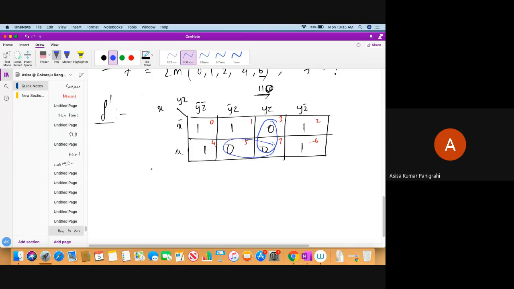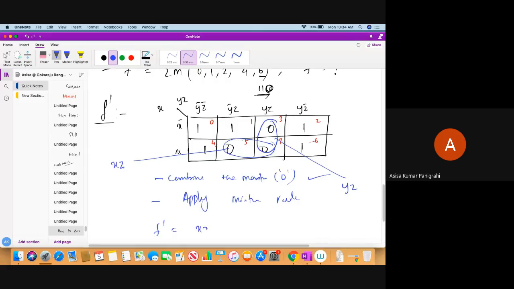After that, what is step 2? My first step was combining the max terms, which are obviously zeros for a given SOP function. Step 2 is to apply the min term rule. What is common in this? Common here is YZ. And here, what is common? XZ. So what is my f bar? F bar is nothing else but XZ or YZ. This is my f bar.